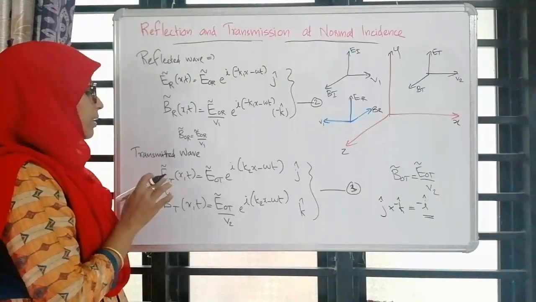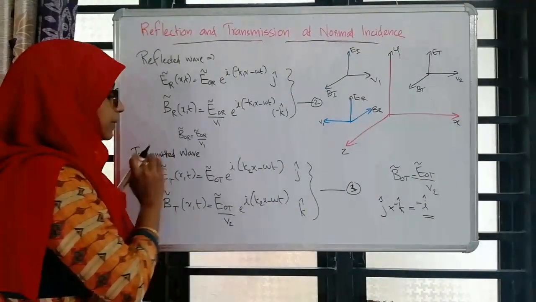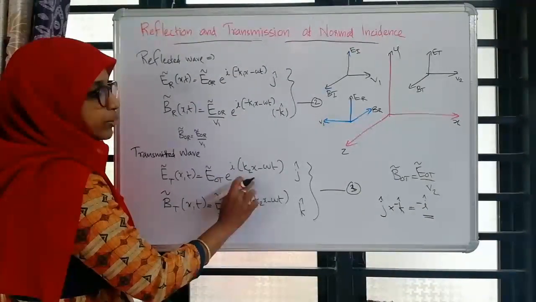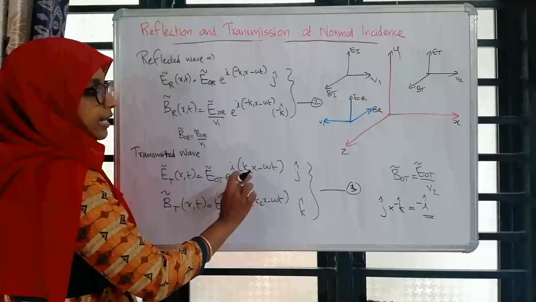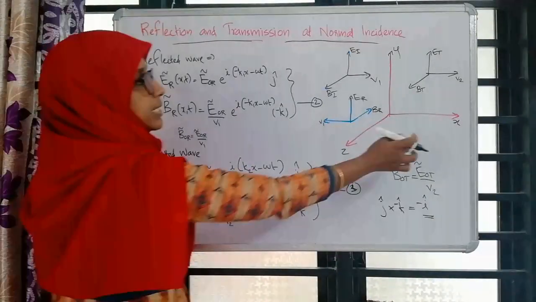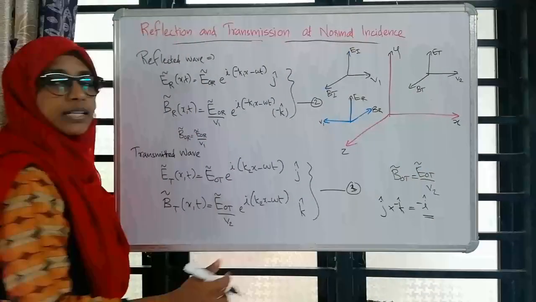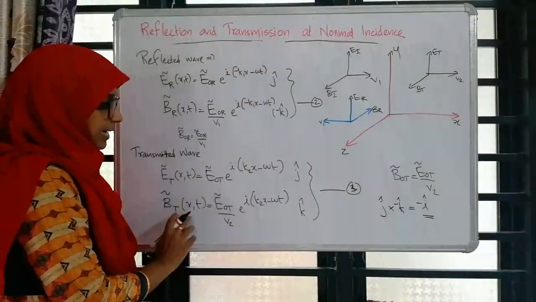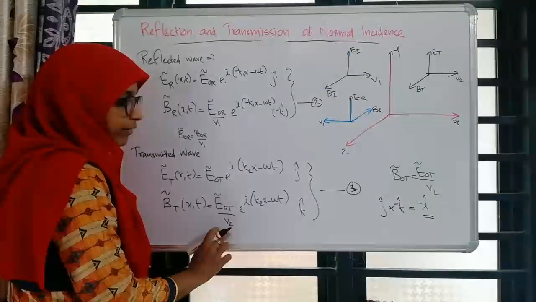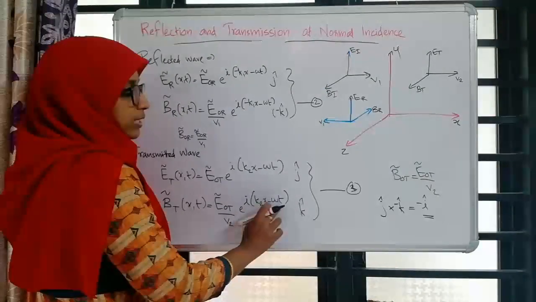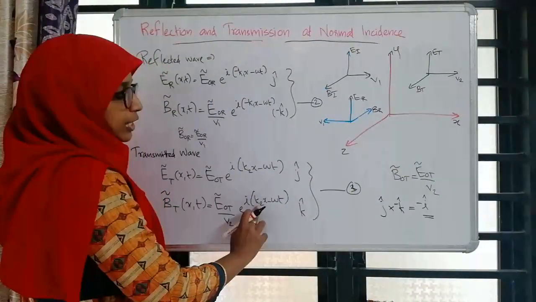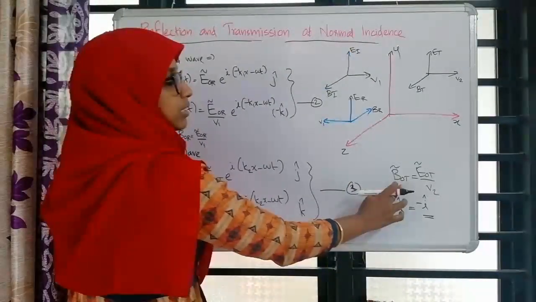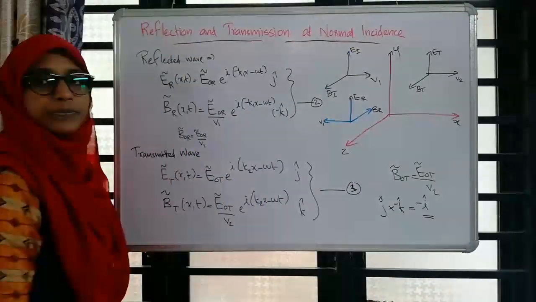In such a similar way, I am going to rewrite the transmitted wave: E_T(x,t) is equal to E_0t e raised to i(K2 x minus omega t). Here the only change is K2, which represents medium 2 through which the transmitted wave is traveling. In this case, B_T(x,t) is equal to E_0t by V2 e raised to i(K2 x minus omega t). Here K2 represents medium 2 and E_0t by V2 is the substitution for B_0t.